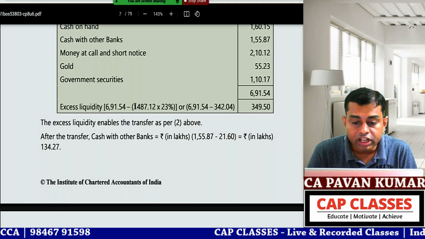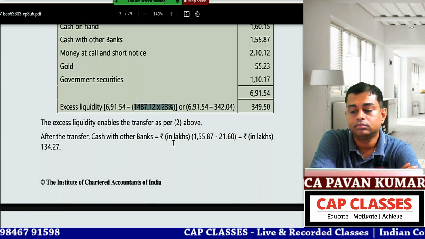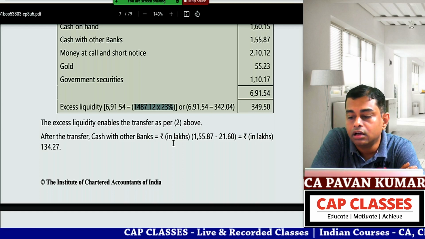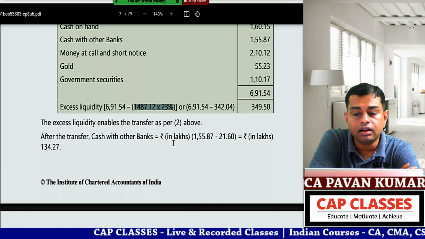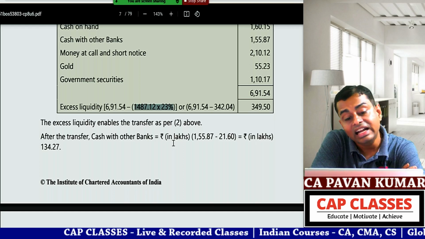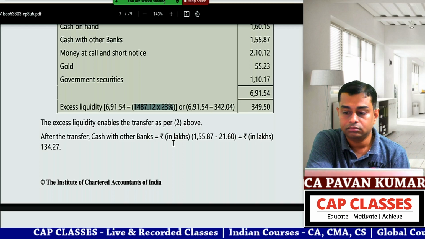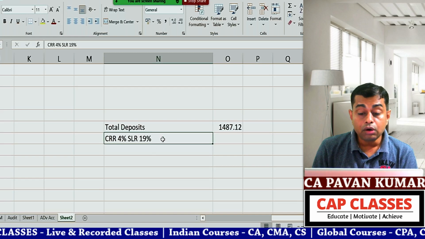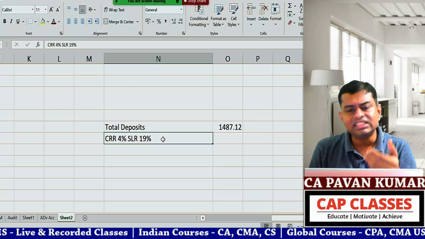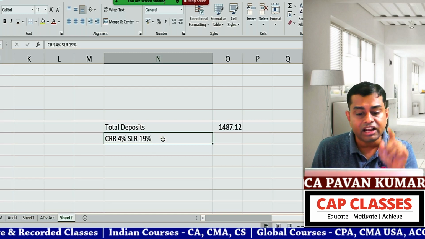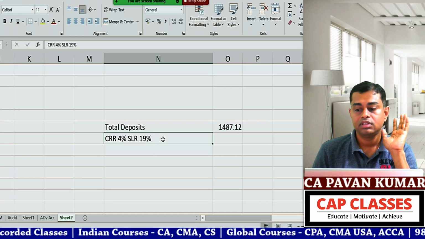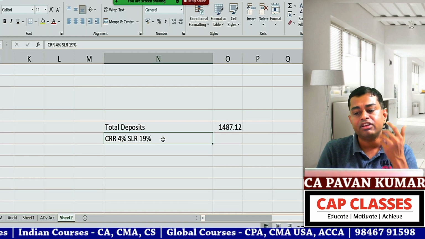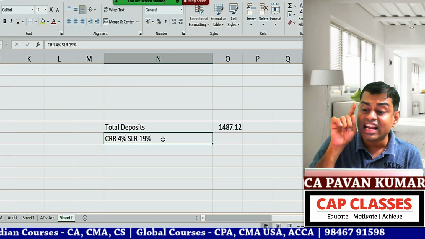Here, 1487 into what is the rate given? 23%. So 4 is CRR. SLR, how much they have taken? 19. But the current rate is 18 only. They took the old rate of 19. Just for the sake of reconciliation I am taking the same number. In the exam, if it is given in the question, take that: 19, 10 or 15. If nothing is mentioned, take 18, the present rate.